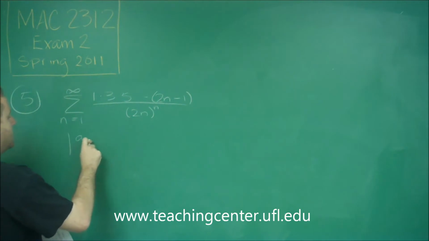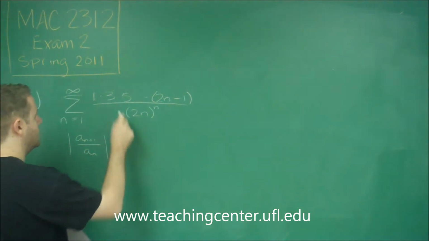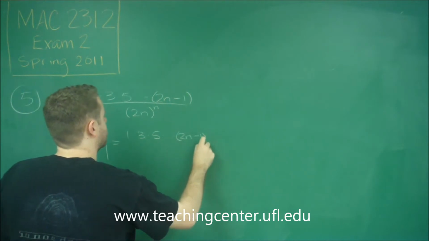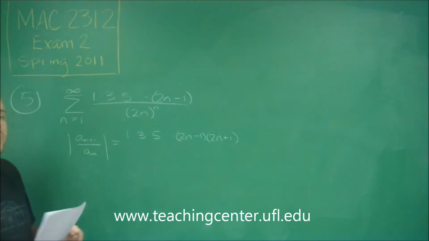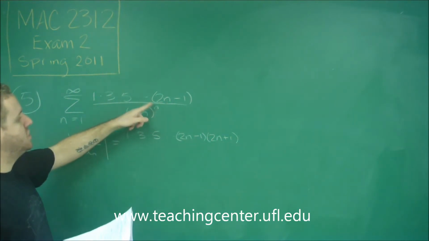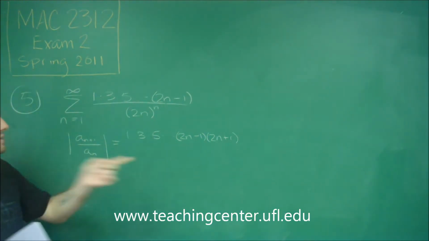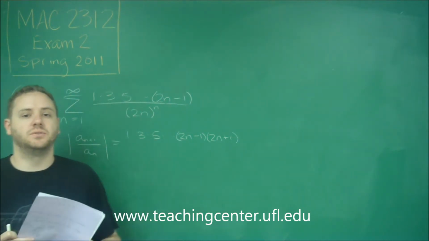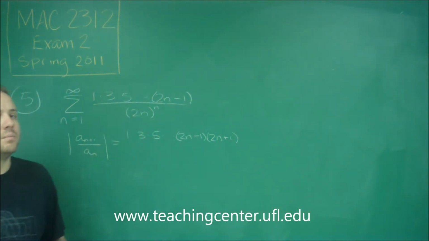So if we do our ratio test, absolute value of a sub n plus 1 over a sub n. When we do n plus 1 here, this product is just going to get an extra term added to it. If you plug in n plus 1 instead of n, you're going to get 2n plus 2 minus 1, which gives you 2n plus 1. But you're also going to have the term that was before it, which is 2n minus 1. So that just adds another term to that product, which would make sense. As you go up 1, you're just putting another odd number onto the end of it.